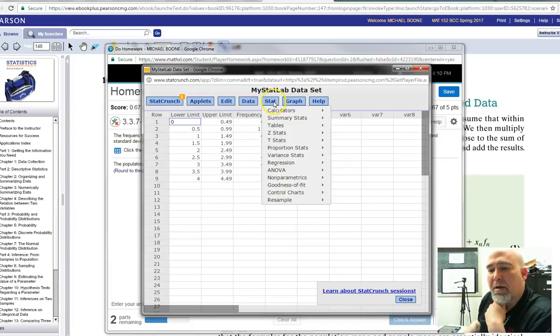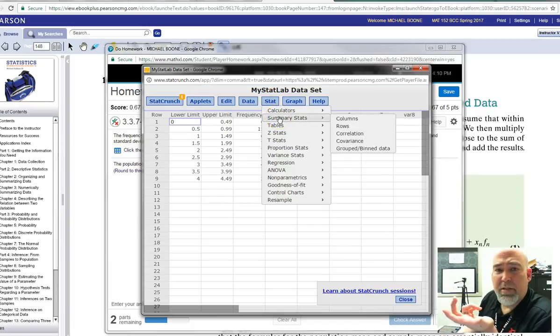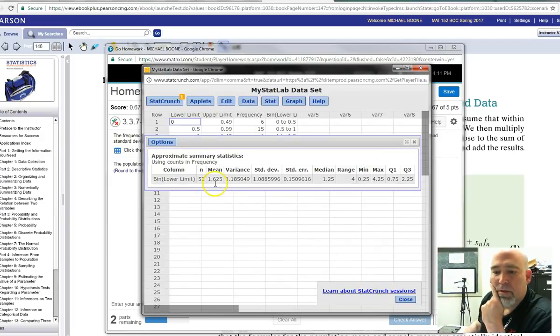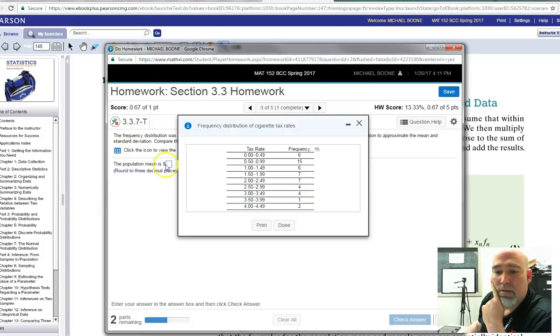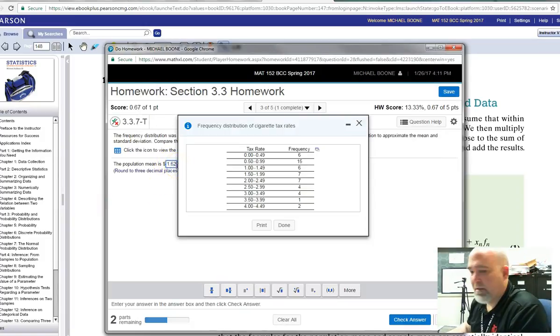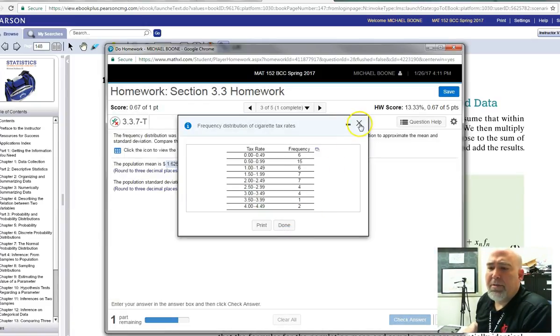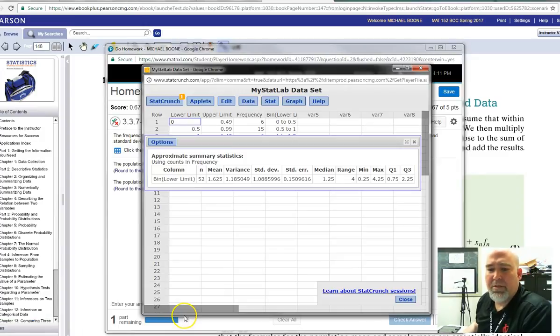So now if I want to find the mean and standard deviation, just like I would in the previous two sections, I go to Summary Stats. But instead of Columns, let's go to Grouped or Binned Data. So my bins are in my bins, my counts are in my frequencies, and the mean's already selected, so I'm going to hit Compute. In this one I get a mean of 1.625. So let's check that to verify that we're on the right path. And good job.